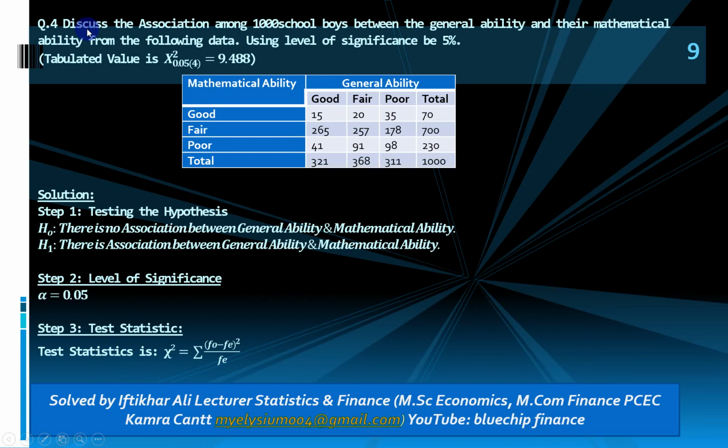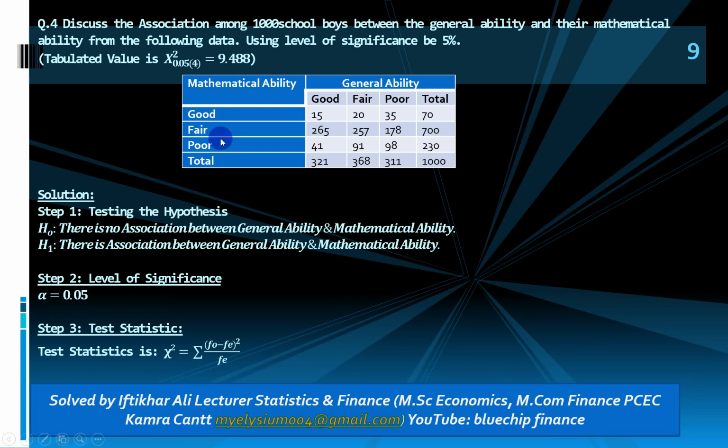Question number 4, discuss the association among 100 school boys between the general ability and their mathematical ability from the following data using level of significance 5%, and tabulated value is also given here. It is the test of chi-square, and chi-square calculates the qualitative or attributive relationship between two variables. So one variable is mathematical ability, other variable is general ability.